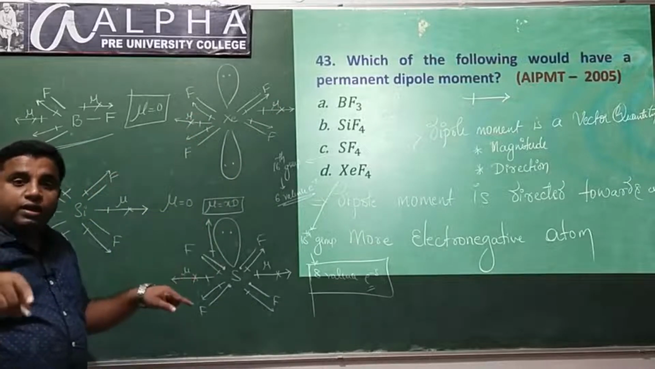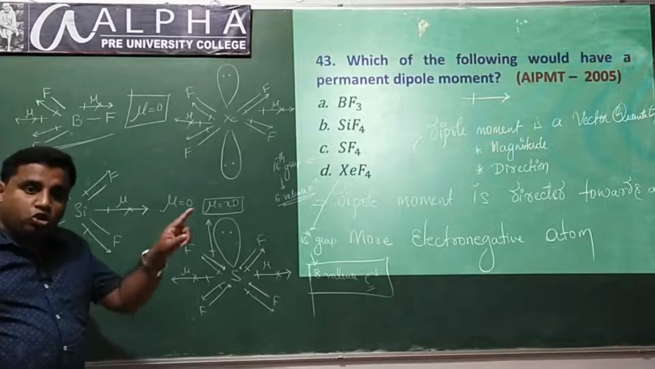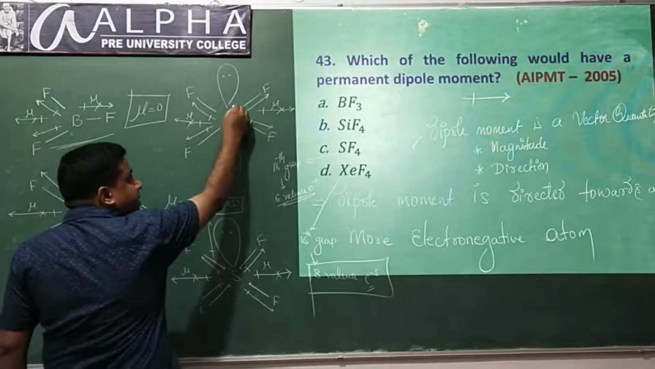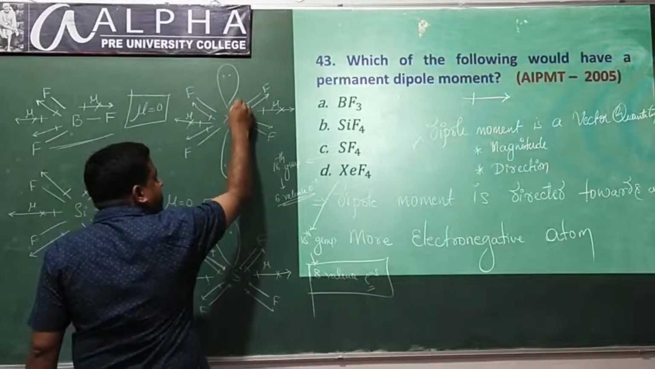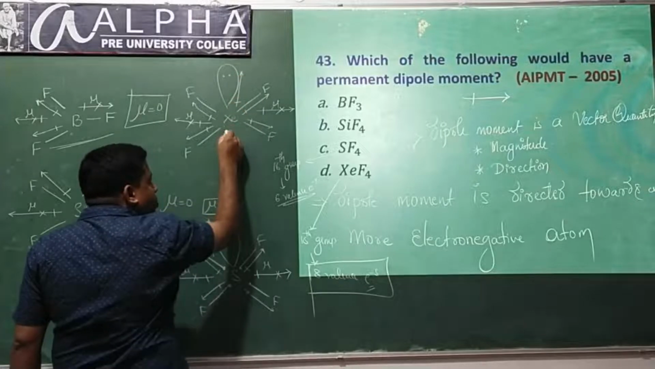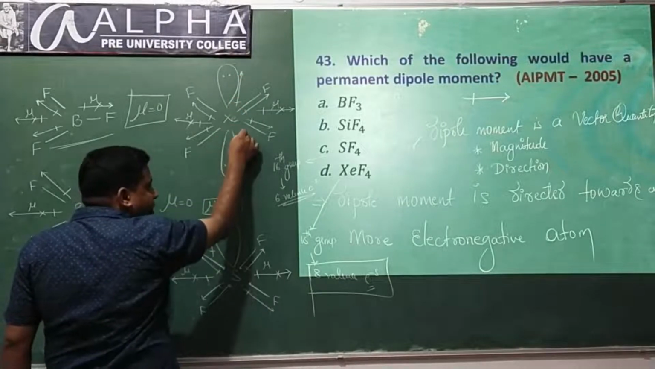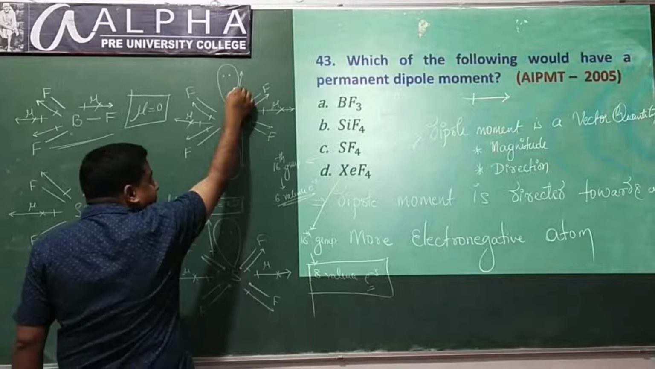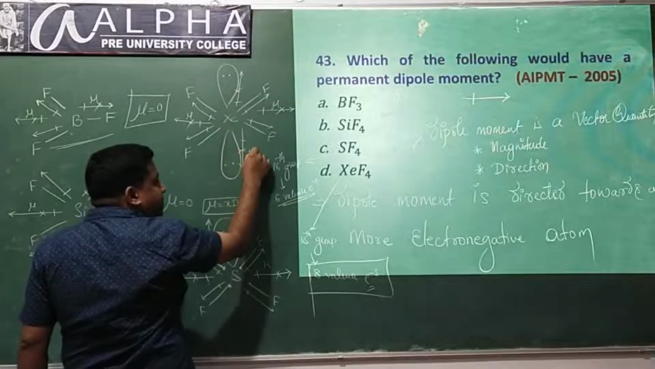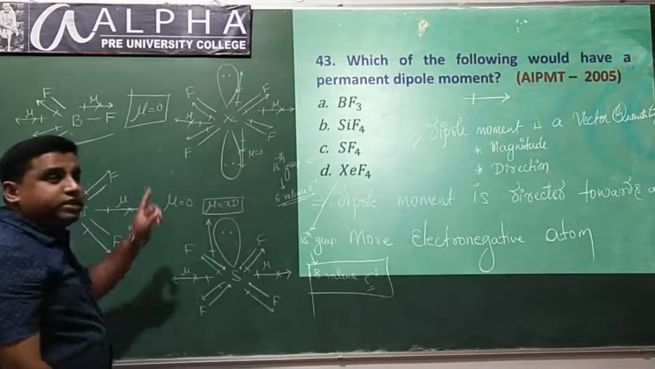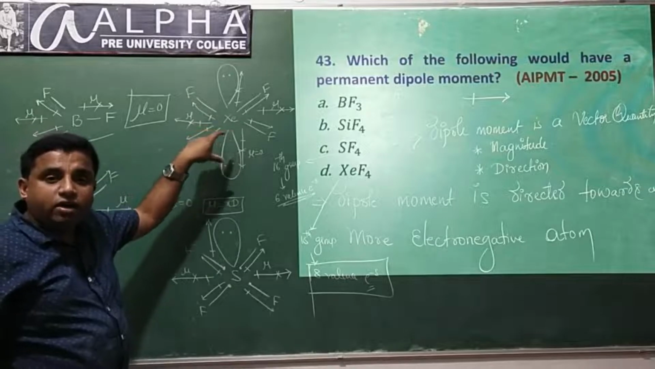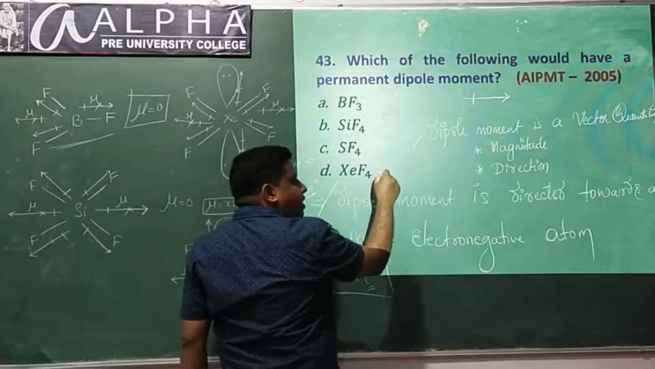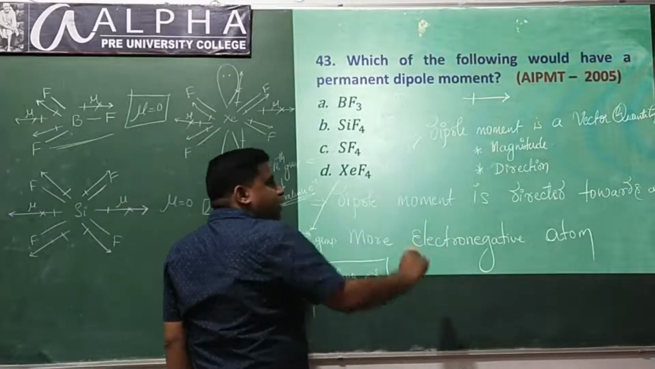I have told you that there will be a dipole moment towards the lone pair of electrons also. Here there is one lone pair, so the dipole moment will be in this direction. Here also, the dipole moment towards the lone pair will be in this direction. Again, these two are equal and opposite dipoles, and they will also cancel each other. So what is the net dipole moment on xenon tetrafluoride? It is again 0.